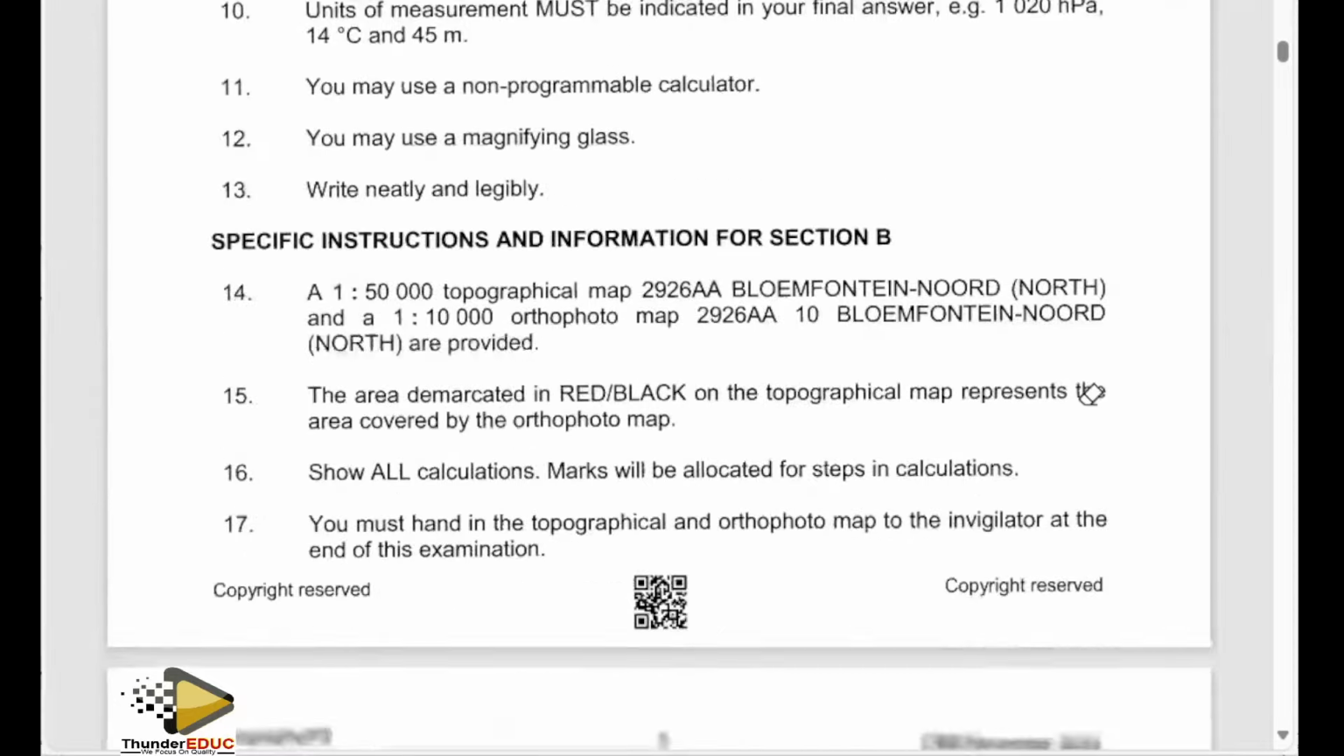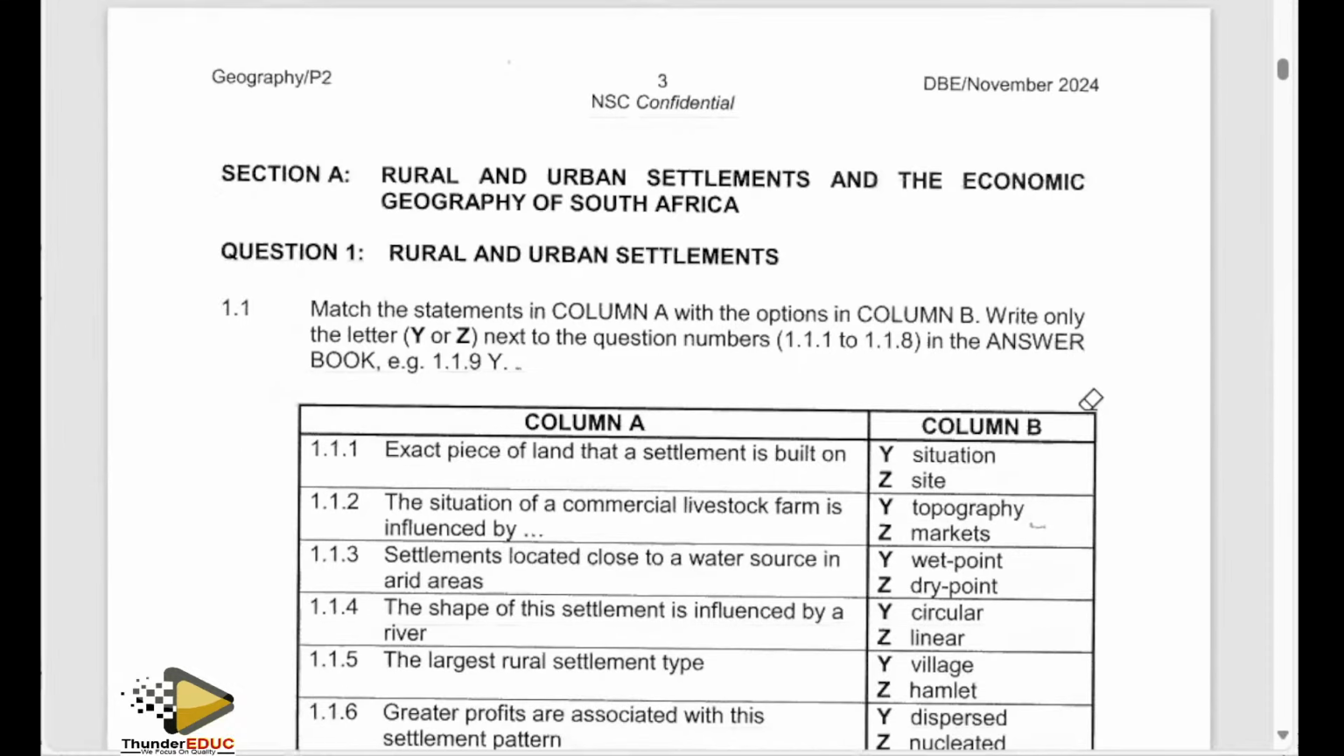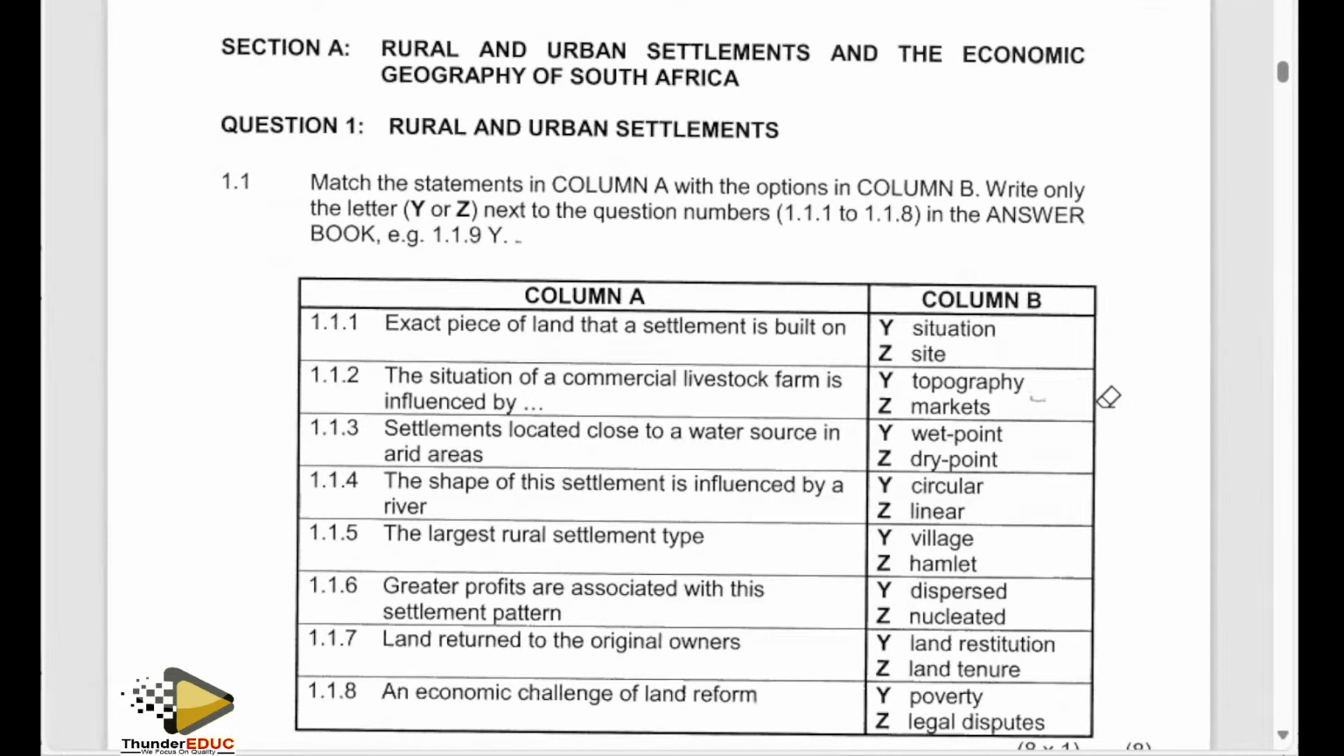Right. Going to our first question, on rural urban settlements. It's a matching column question. We're supposed to match a description to a given geographical concept. So we have the description on the left side, which is supposed to be matched with the corresponding correct geographical term on the right-hand side.